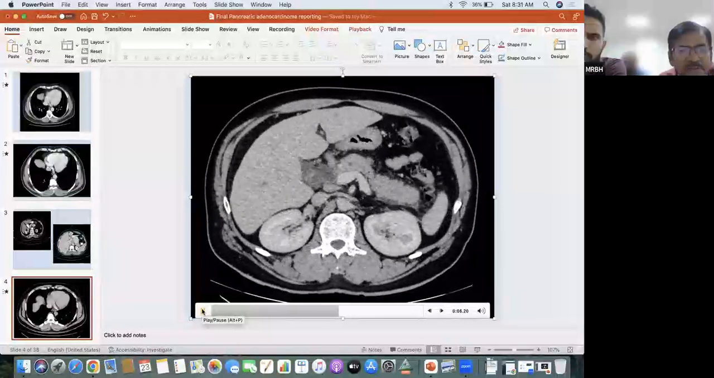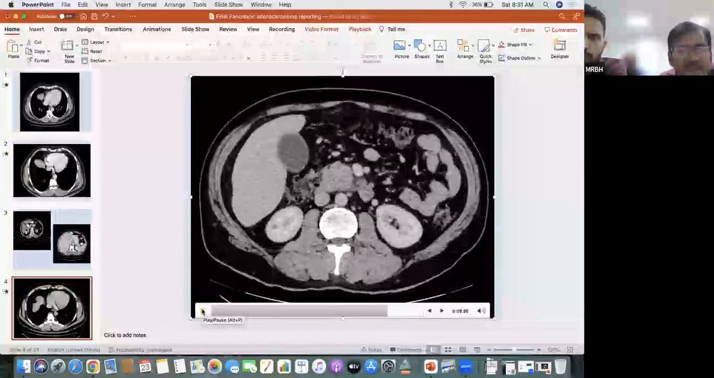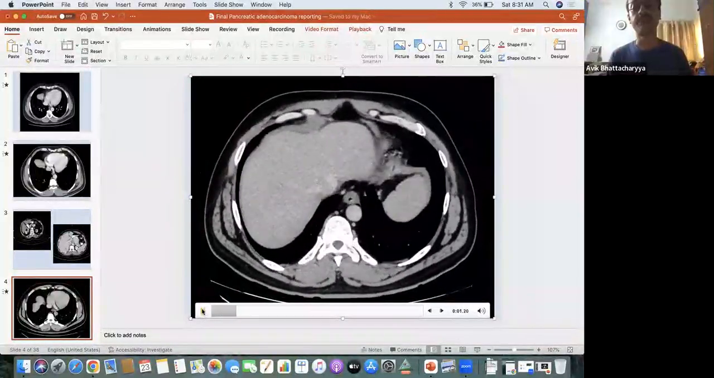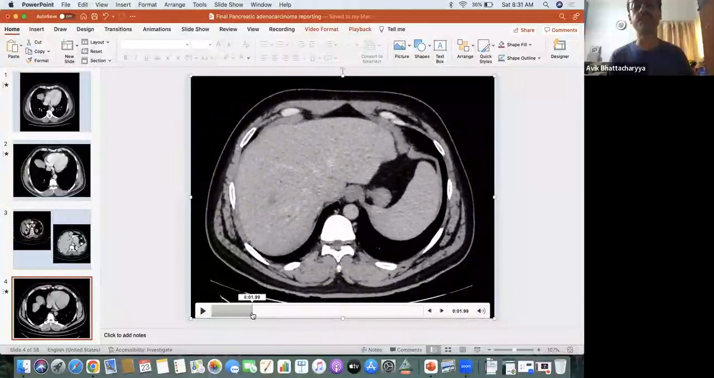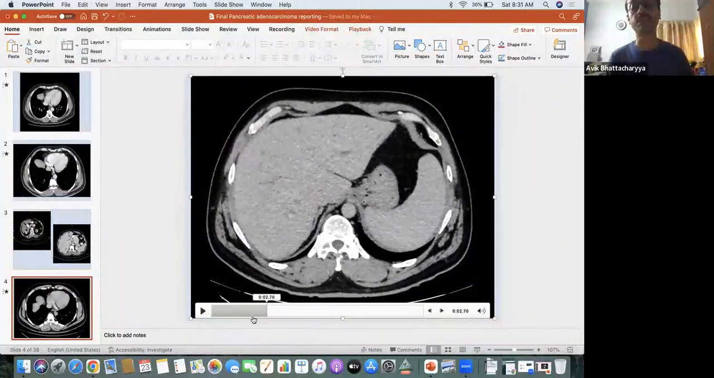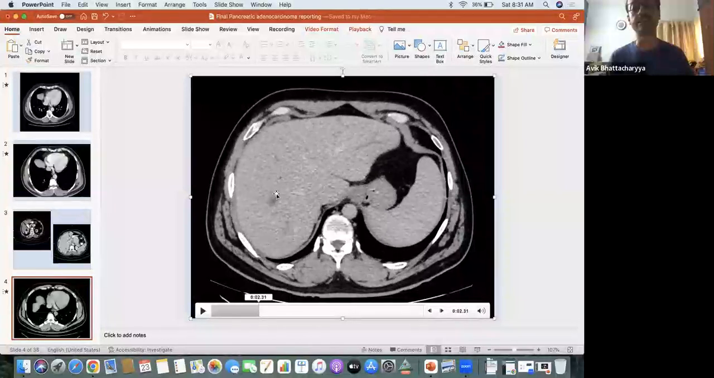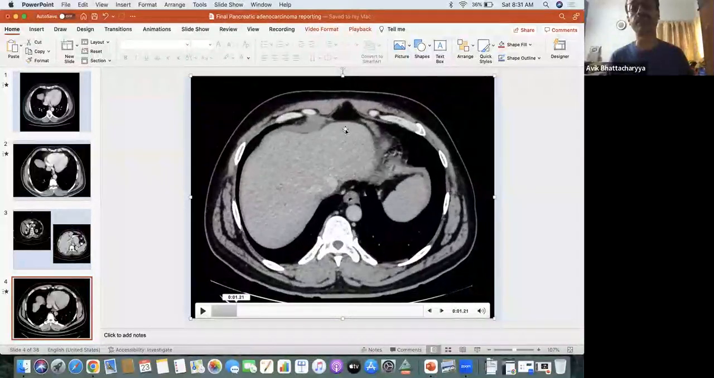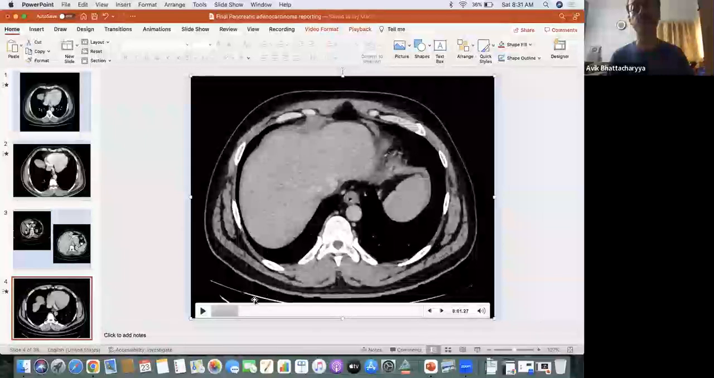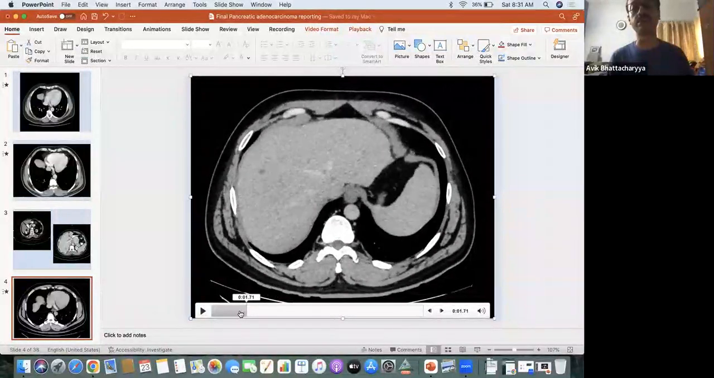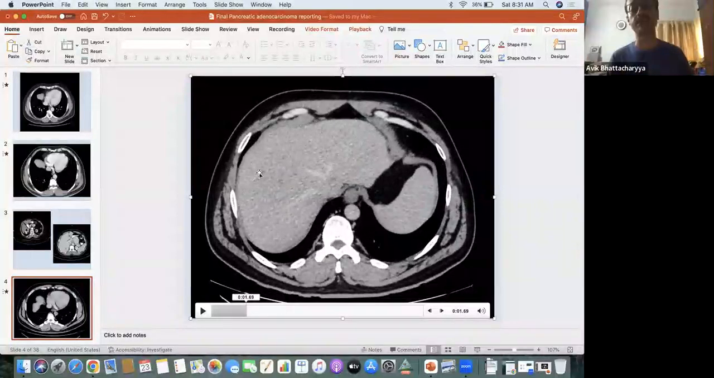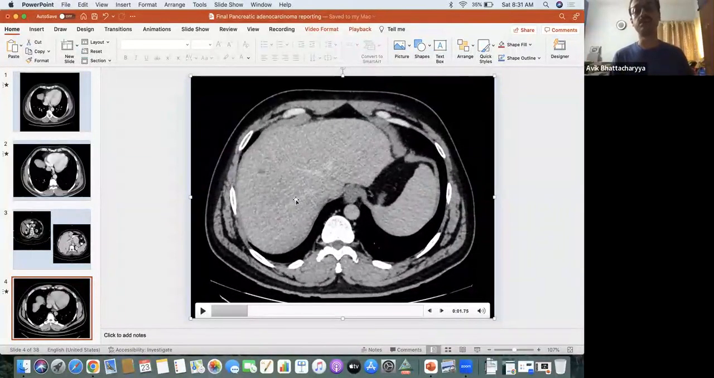Dilated IHBR. Yes, IHBRs are dilated. Apart from the dilated IHBRs, there are a few hypodense lesions in the liver which were not seen in the previous scan. See, this is a hypodense lesion in the right lobe of the liver. Another lesion was there in the left lobe here. I'm not sure how the resolution is, whether you can see it or not. It's good, we can see. And there is another lesion here in segment 8.